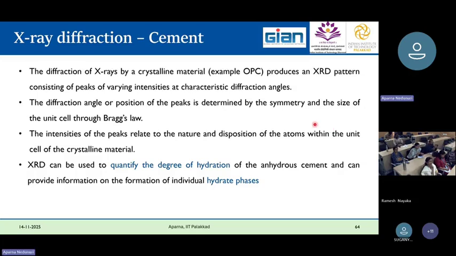This is used to quantify the degree of hydration in cementitious systems and also to understand what different types of hydration phases were present. Say in TGA, we have only seen whether any decomposition is happening or not, whether there is a weight loss or not. But what is this weight loss all about? Why is this weight loss happening?